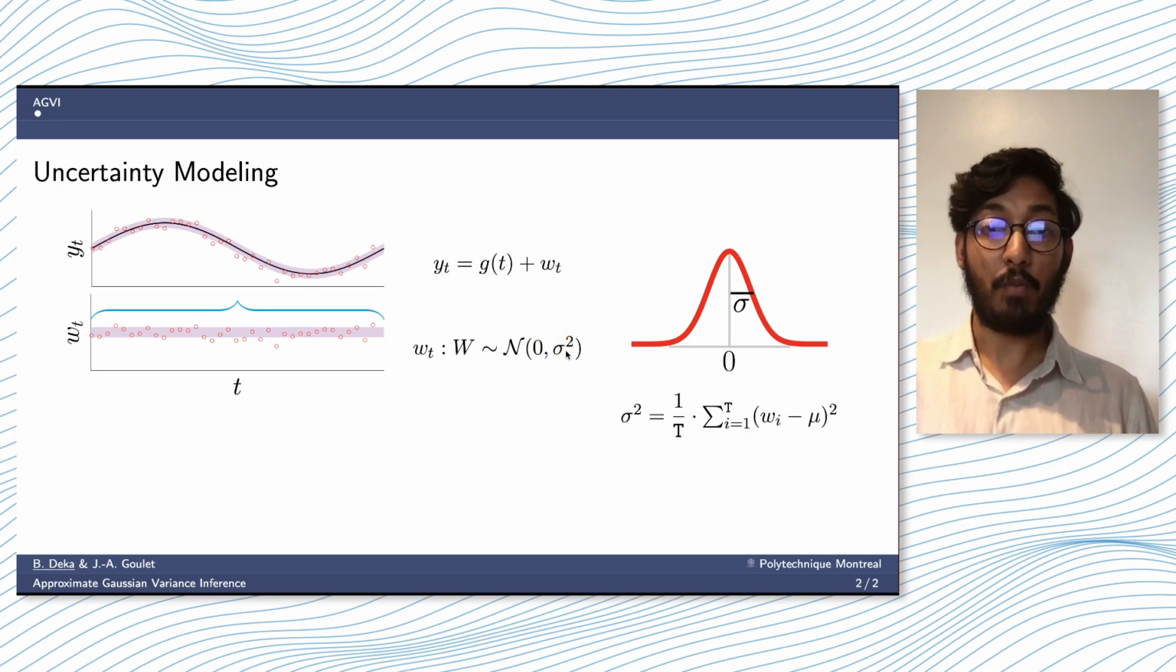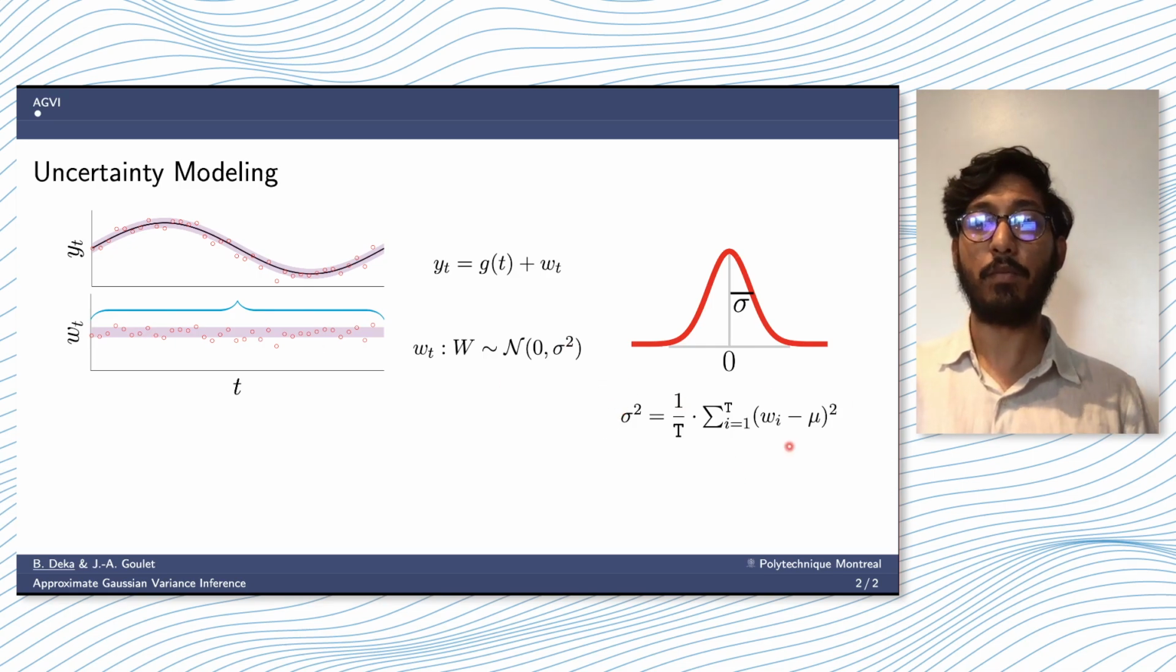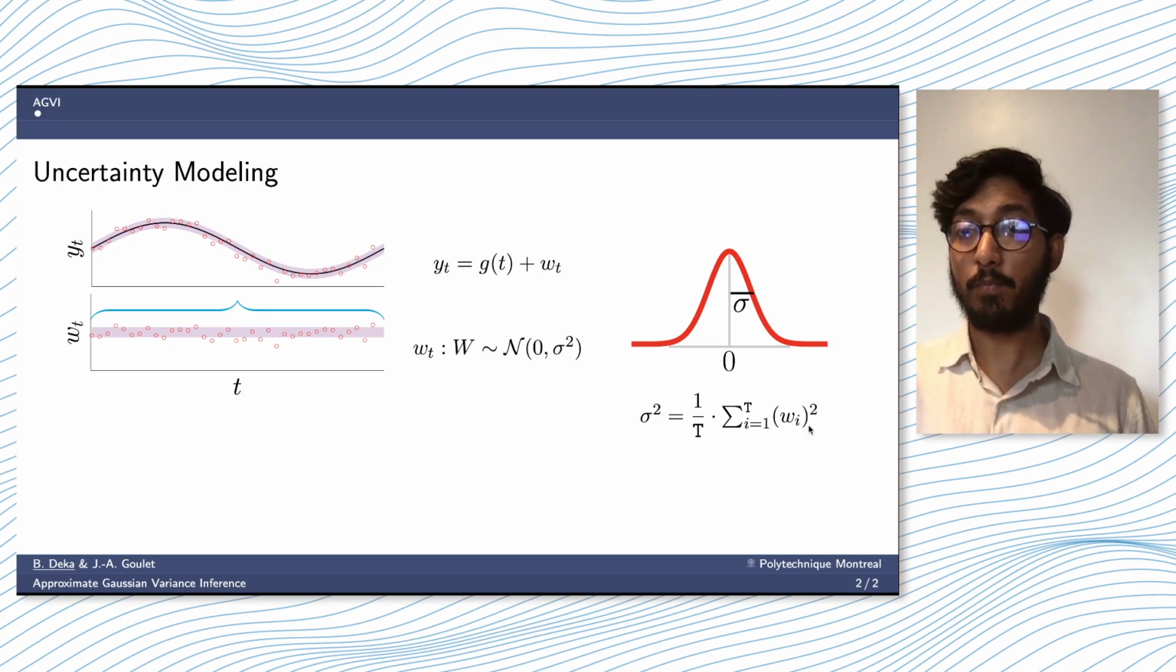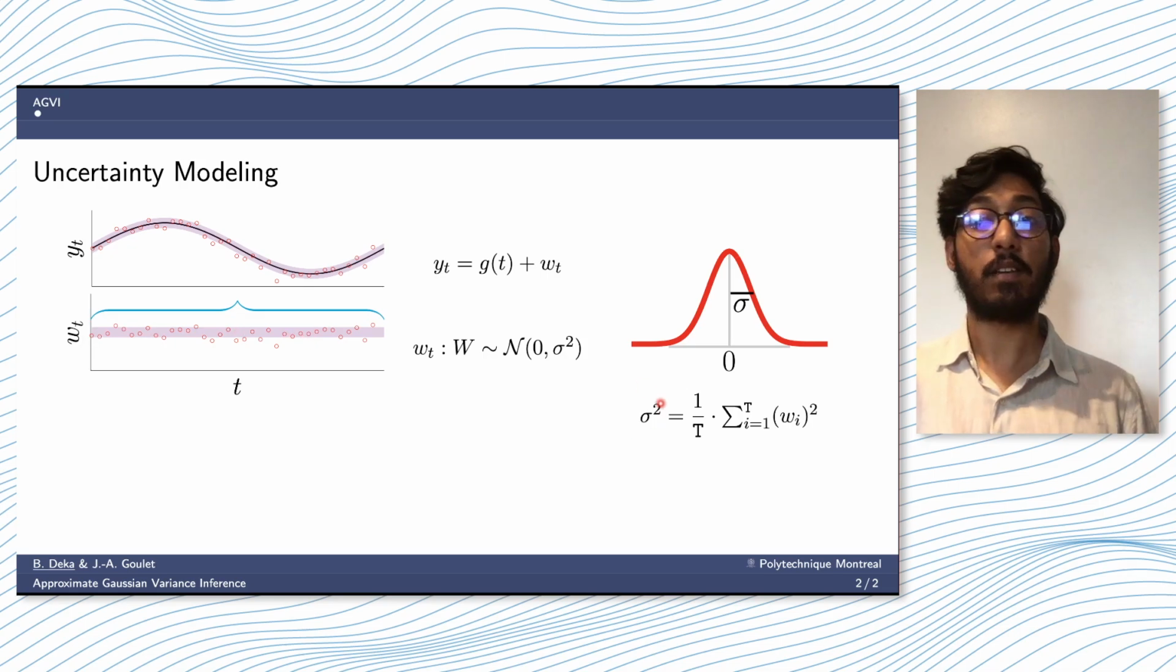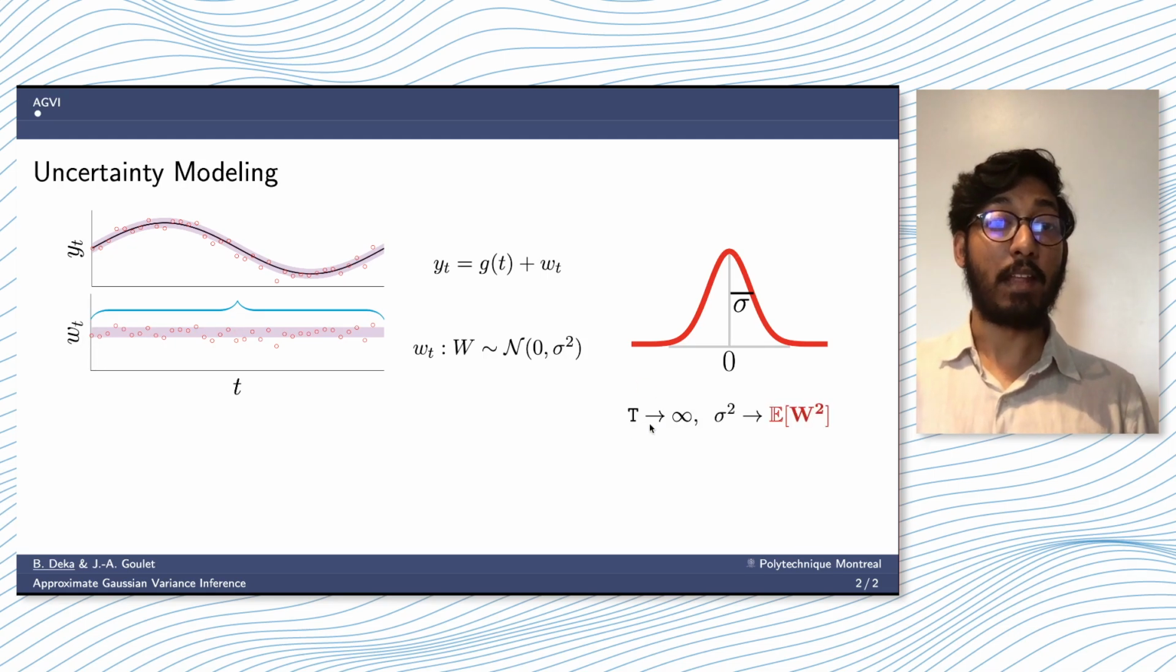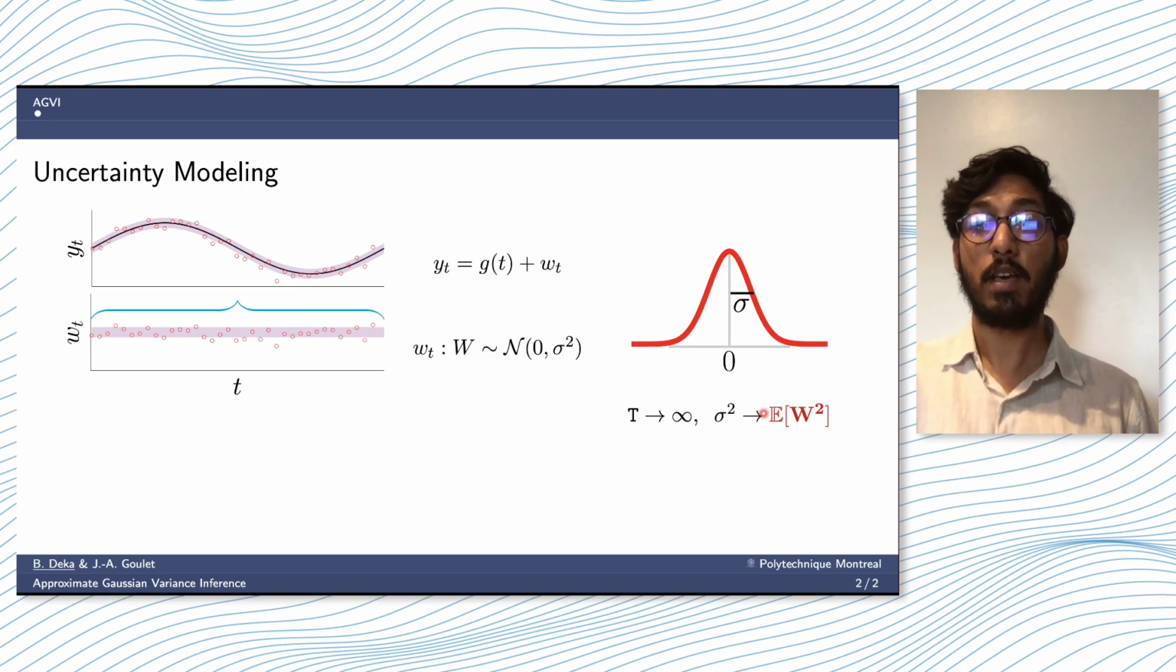Now, if we have all the residuals available to us, we can use the empirical variance formula in order to compute our empirical variance. In this case, since mu is 0, let's cancel it out and we'll end up with this formula over here. This is basically taking the average of all the w_i square. If I take the square of all the residual terms and take an average, we get our empirical variance. And if we have a large number of samples, meaning that t goes to infinity, then this empirical variance formula will tend towards the theoretical value, which is the expected value of w squared.